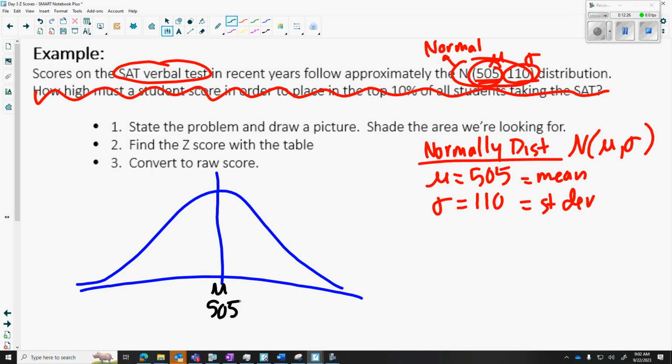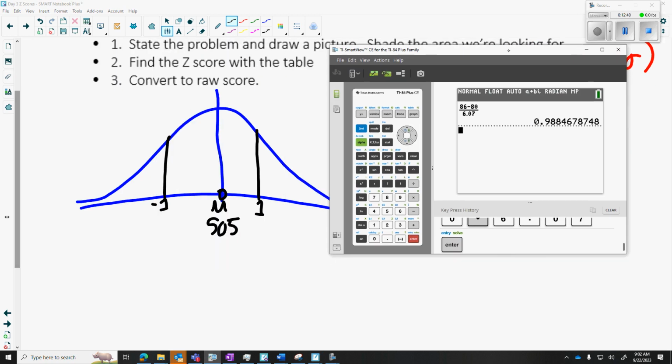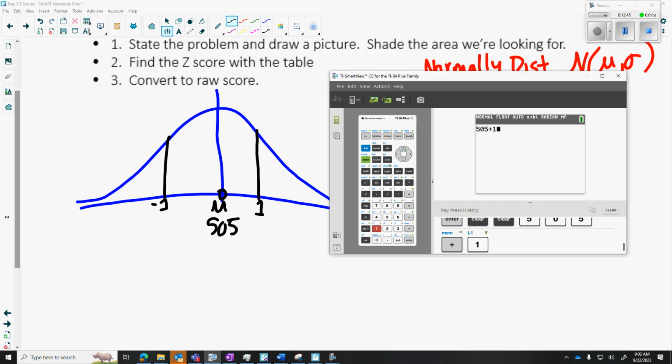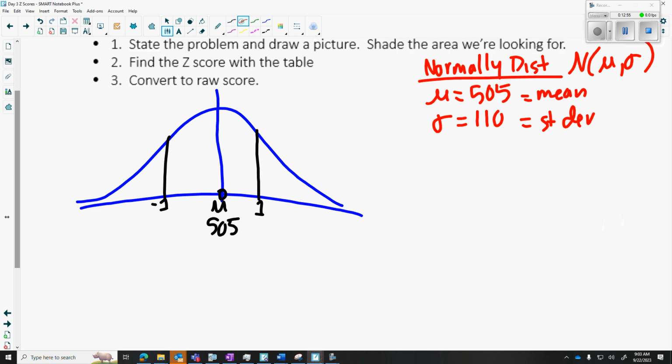Now let's set up by counting up and down by the standard deviation. So if we were to go 1 standard deviation above and 1 standard deviation below the mean, what would that be? Take out your calculator and do 505 plus 110, and 505 minus 110. Okay, so we're going to get 395 and 615.